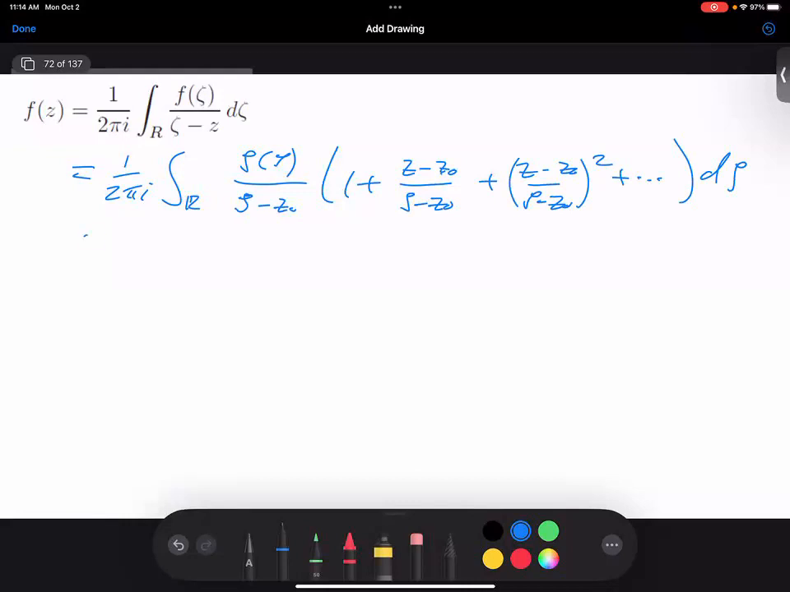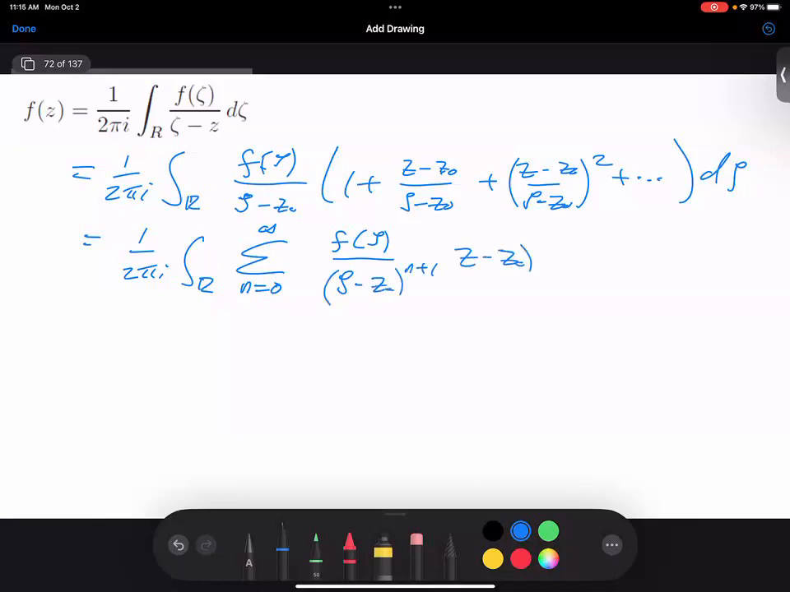Well, this is the same as 1 over 2 pi i, the integral, the sum, n goes from 0 to infinity of f of zeta over (zeta minus z naught) to the n plus 1 times (z minus z naught) to the n d zeta. And because I have an extra zeta minus z naught, that's why this power is 1 higher.